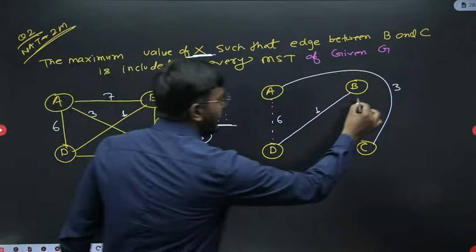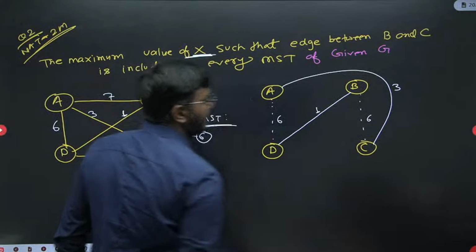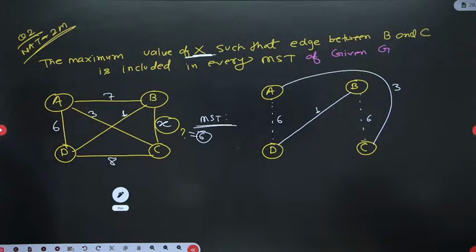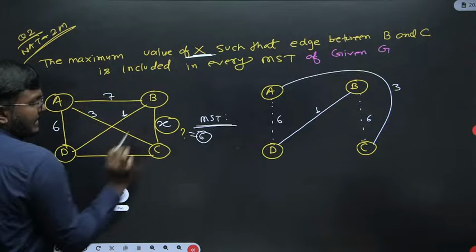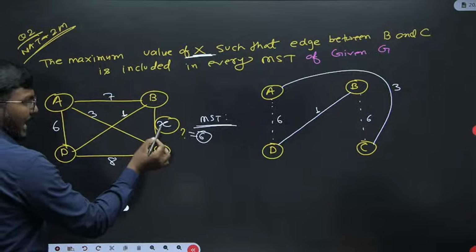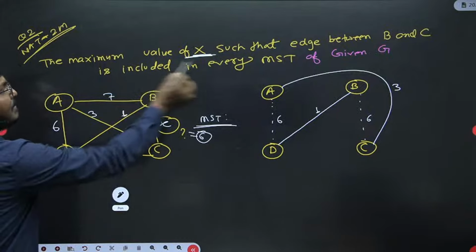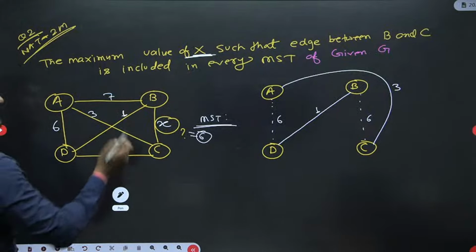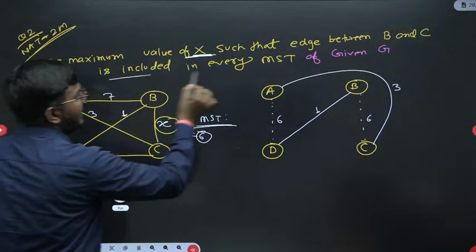And in some MST I can pick this 6 here, if I keep this X equal to 6. Getting my point? It means if you keep this X equal to 6, then in some MST X can be present, but it will not be present in every MST. But as per the question, this B and C must be present in every MST.